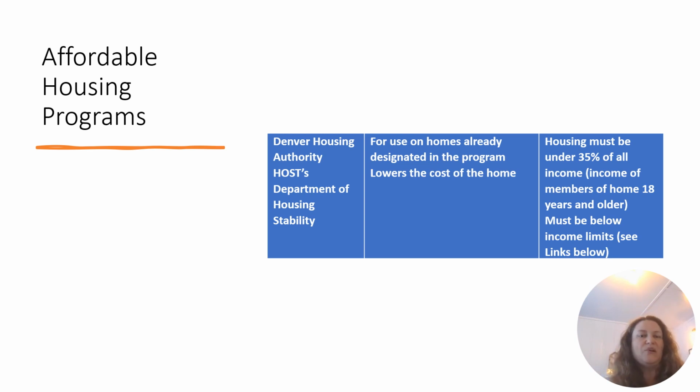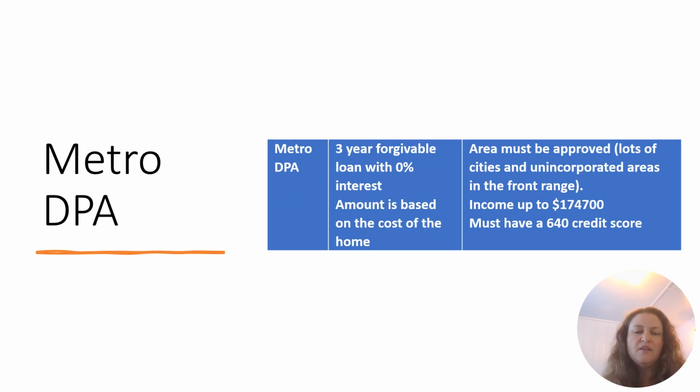So if it's the total price of the house that is my problem, you could use Denver Housing Authority's housing stability product. It must be under 30% of all of your income. So there's a lot of restrictions on all of these programs, all of the affordable housing programs. They're really looking for that sweet spot with the right buyer.